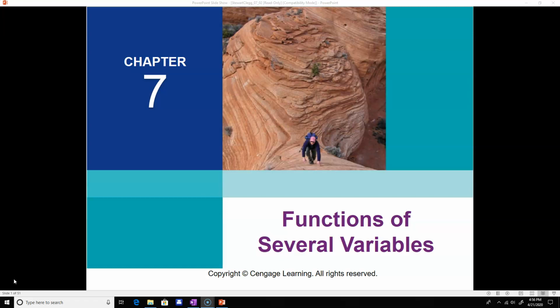Hello everyone, this is Dr. Lennon, and in section 7.2 we're going to be looking at partial derivatives for these multivariable functions. So when we had single variable functions, when we took the derivative, we would treat one as the input value and one as the output value, and we followed the according derivative rules.